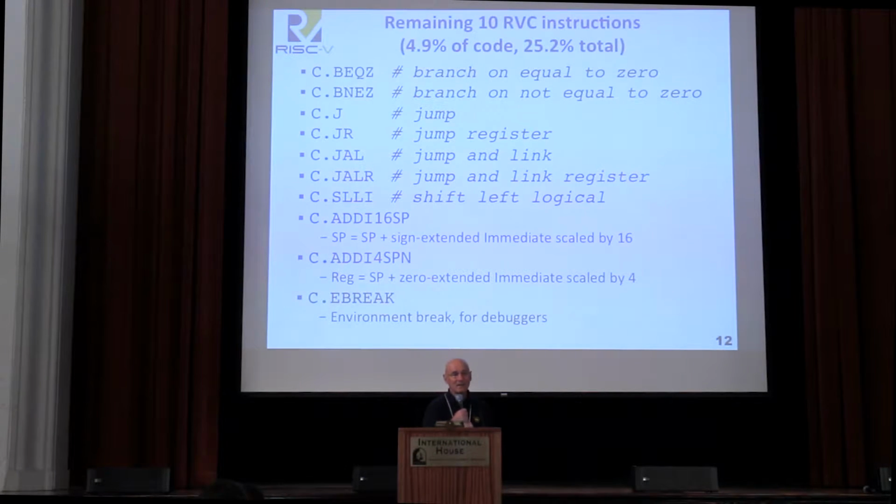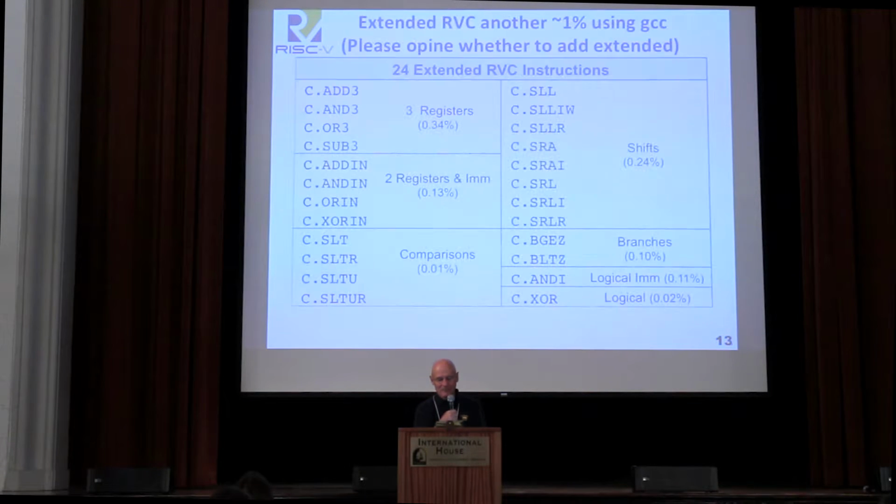The next 10 get us another 5%. So conditional branches, jump and links, a single shift, and some fancy add with the stack pointers that are scaled. And finally, we need to have a debugging instruction for 16-bit code, so that's included. So that's the 30 instructions that get us 25% savings.